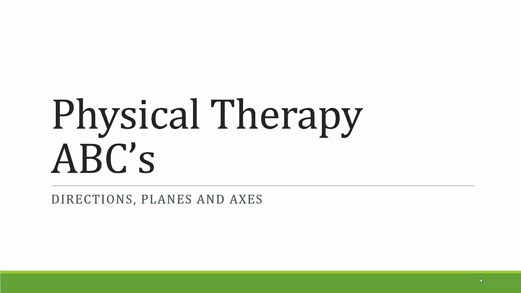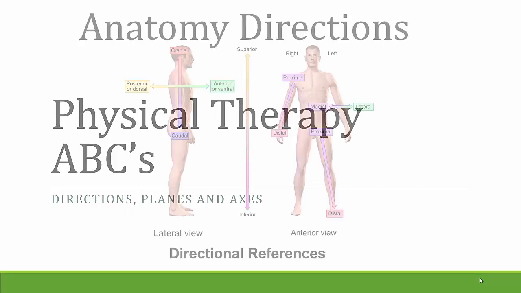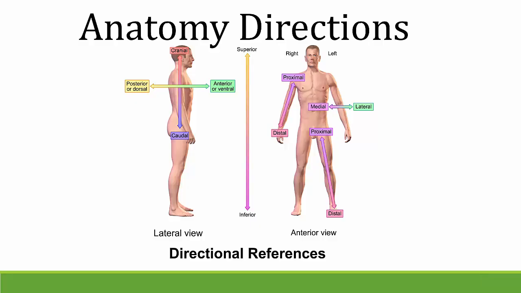Today we will be starting off with the ABC series. In this series we will be discussing some basic stuff in physical therapy. Today will be about directions, planes and axes. When we discuss anatomy, we don't say things like backwards, forwards, or front side or back side. We speak in terms like craniocaudal, posterior or dorsal.